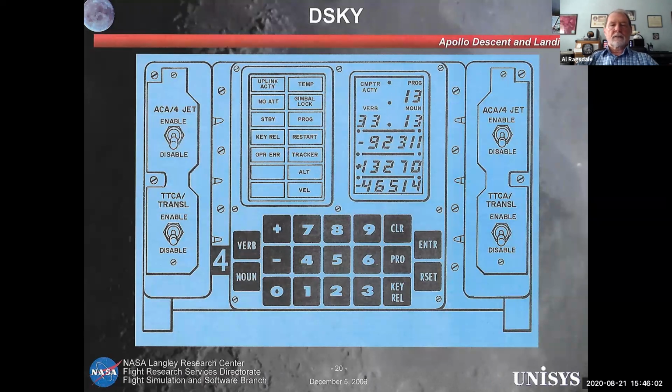So you could say like verb 16, noun 60 would show your altitude rate and forward velocity.